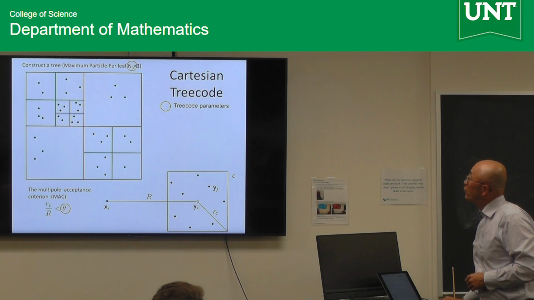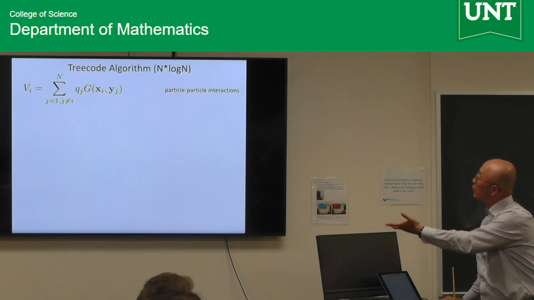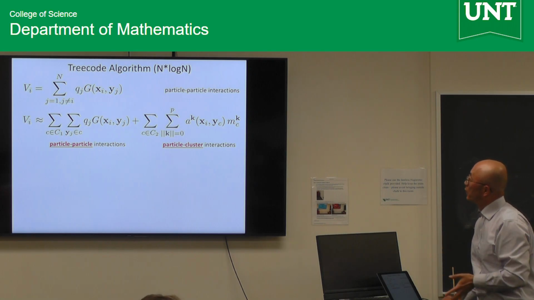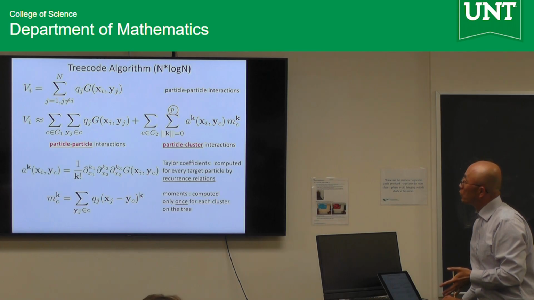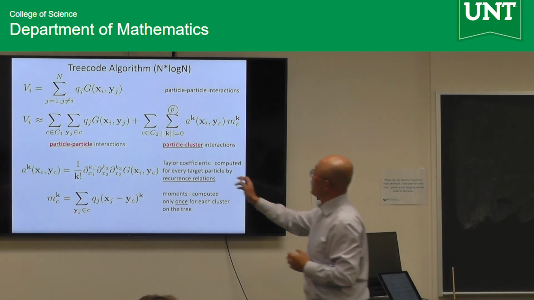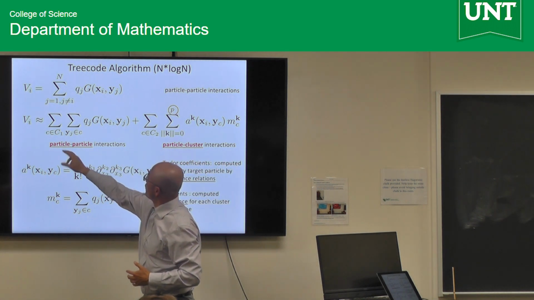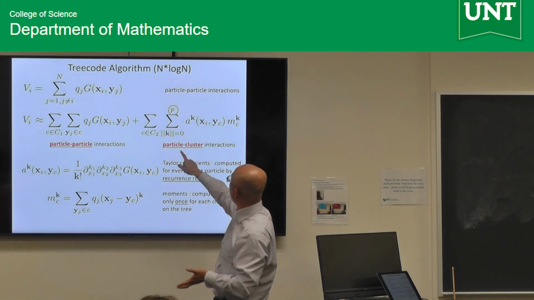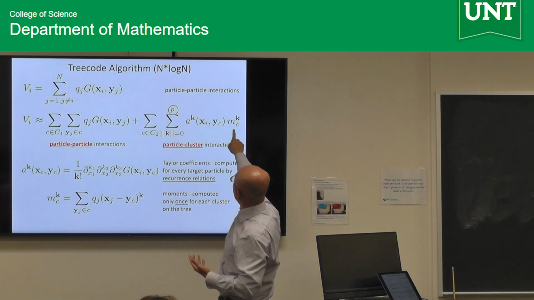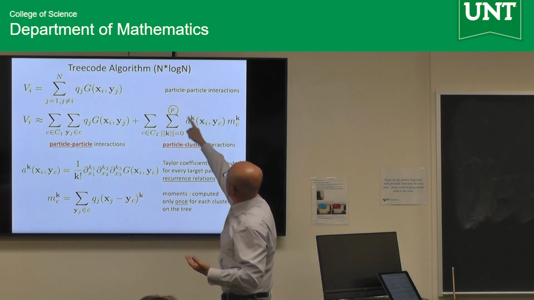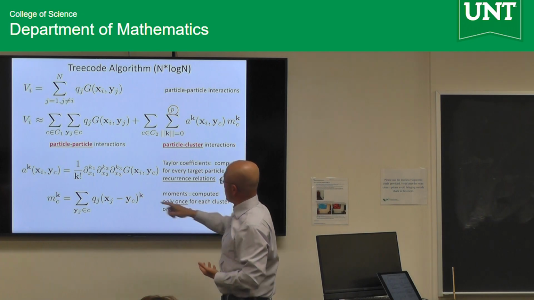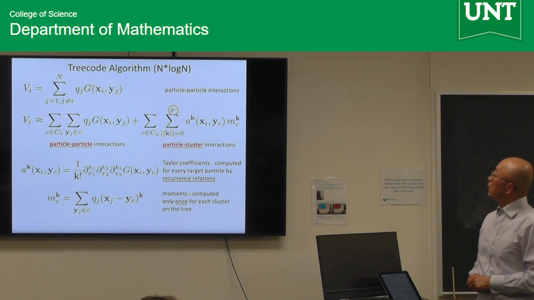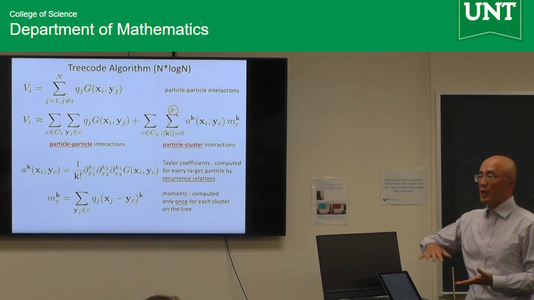The algorithm is basically this: when particles are very close, you still do the particle-particle interaction. But when the particle is pretty far from the others, you do the particle-cluster interaction using the multipole expansion I explained a few pages ago. This is the Taylor expansion part, and this is the moments part, which has detail here. So this is the tree code algorithm, and the computational cost is n log n.